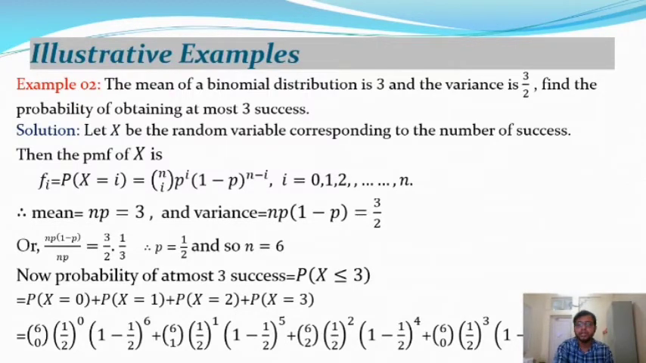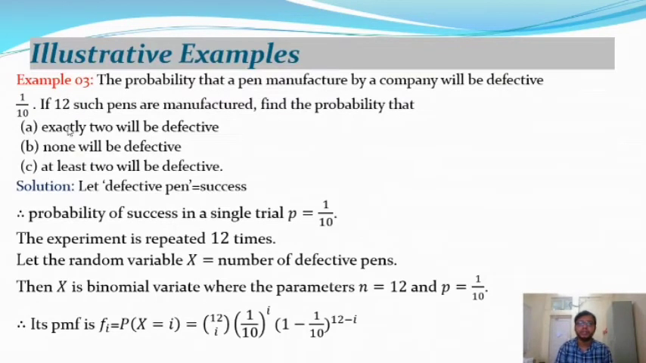Okay, let us move on to the next slide. So in this slide we will take another example on the binomial distribution. The probability that a pen manufactured by a company will be defective is 1 by 10. If 12 such pens are manufactured, find the probability that exactly 2 will be defective, none will be defective, and at least 2 will be defective. Okay, so there are 3 parts to this problem.